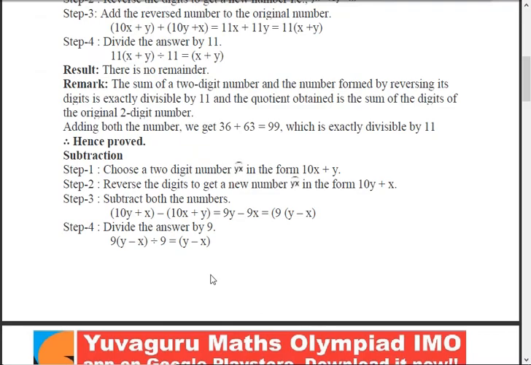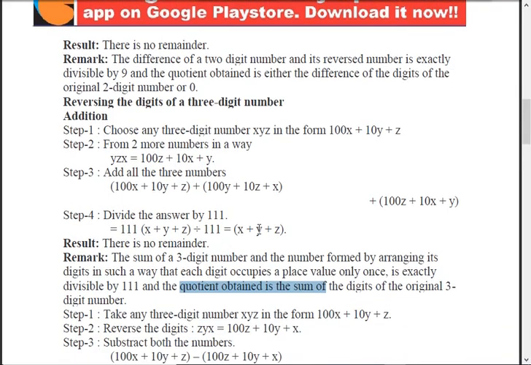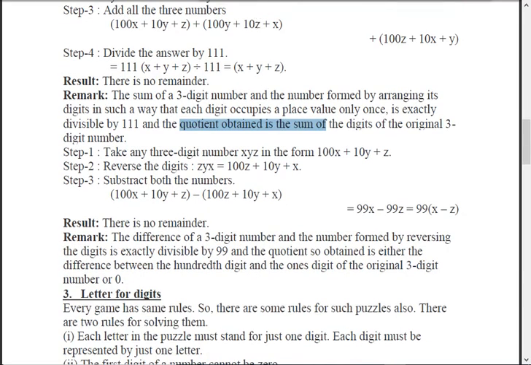If you interchange two digits, then divide by 11. If you interchange three digits, then 111, right?